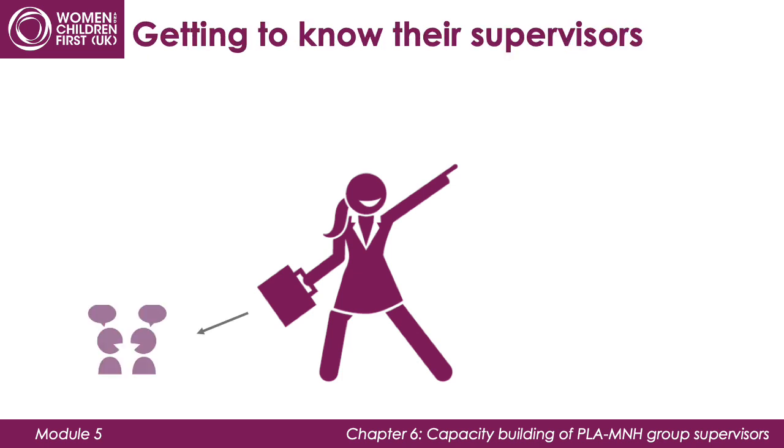These are getting to know your supervisors. Managers should try to get to know the supervisors in their team while always respecting local social norms and making sure they and the supervisors feel at ease. Knowing even a little bit about their team members' professional and personal interests can help managers manage them effectively and efficiently.